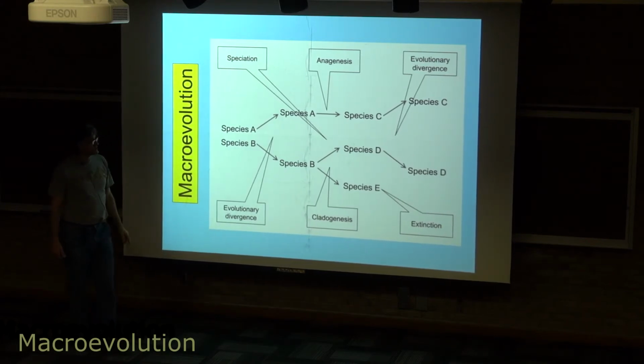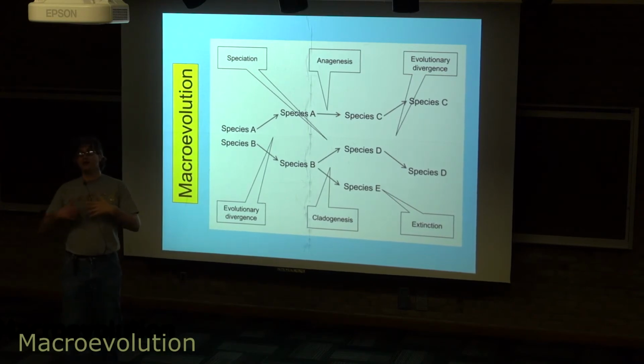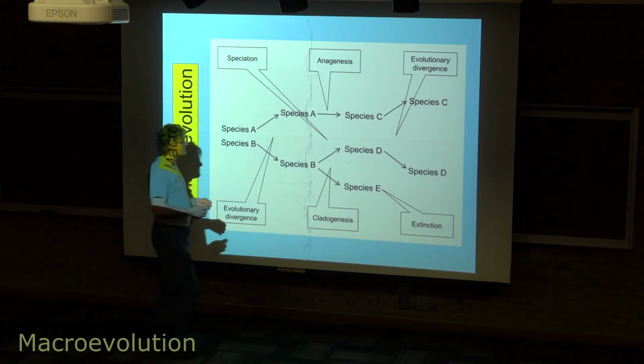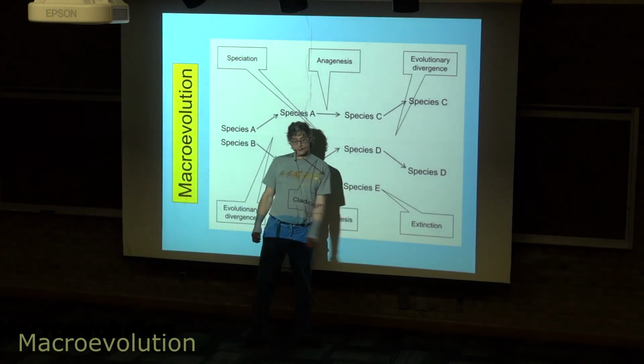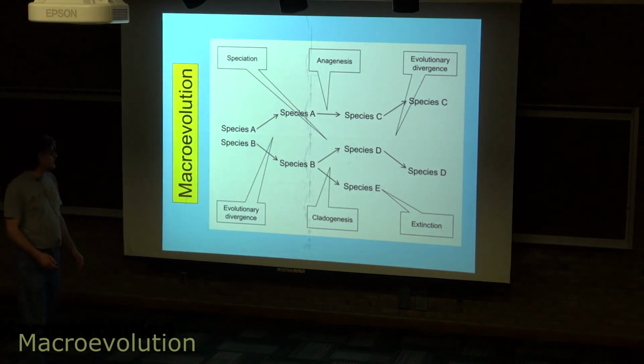So macroevolution is this divergence of populations, as well as variations in the amount of speciation that's going on, as well as variations in the amount of extinction that's going on. But it's all occurring above the level of species, and we call that macroevolution.